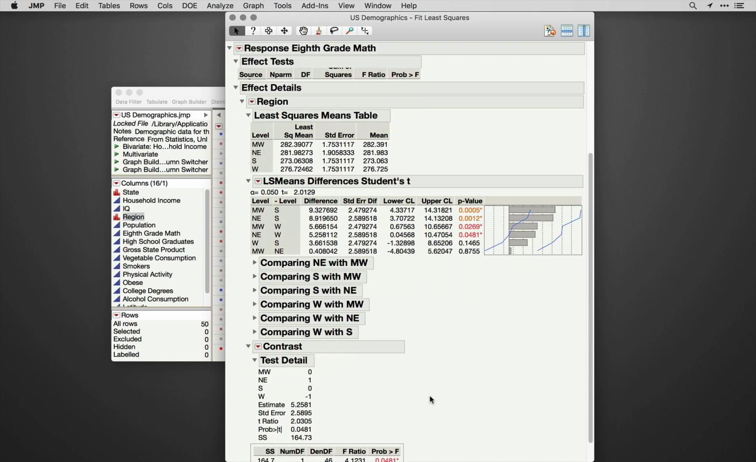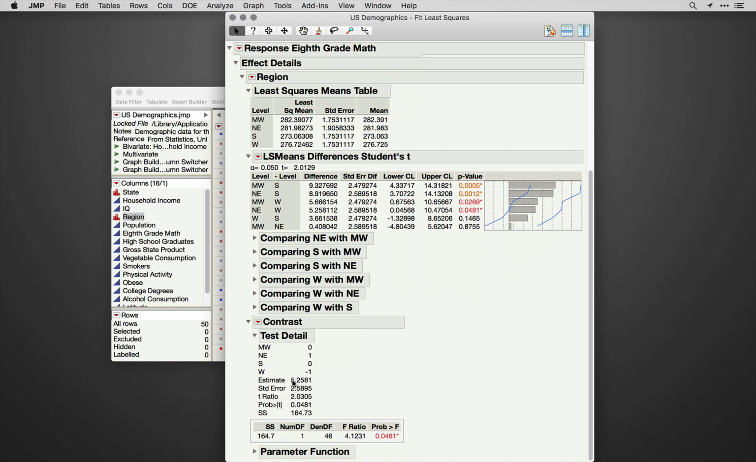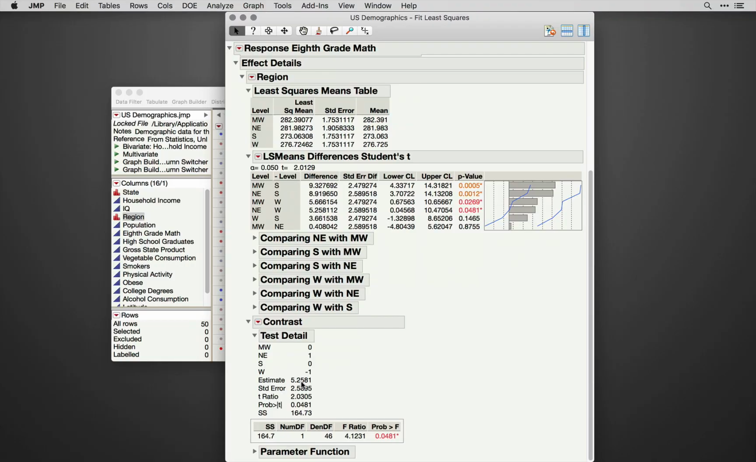If I expand the test details, you can see there's more details here. There's an estimate of that contrast. Remember, that's what I said when we do a linear combination, the weights times each mean and then summed across. Well, 5.2581 is the difference between the West and the Northeast. We see it's there too, 5.2581. So nothing really magical has happened here. I've just defined a test using a contrast. That is, I've defined a test with these little pluses and minuses as a way to find where the differences are that I'm interested in.